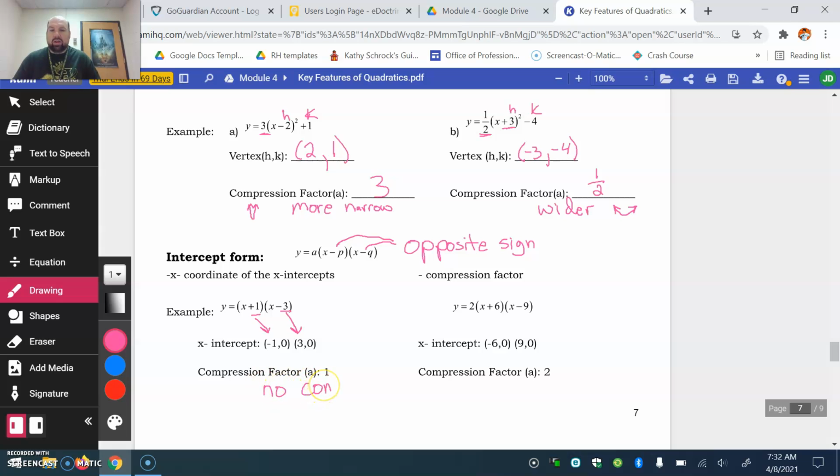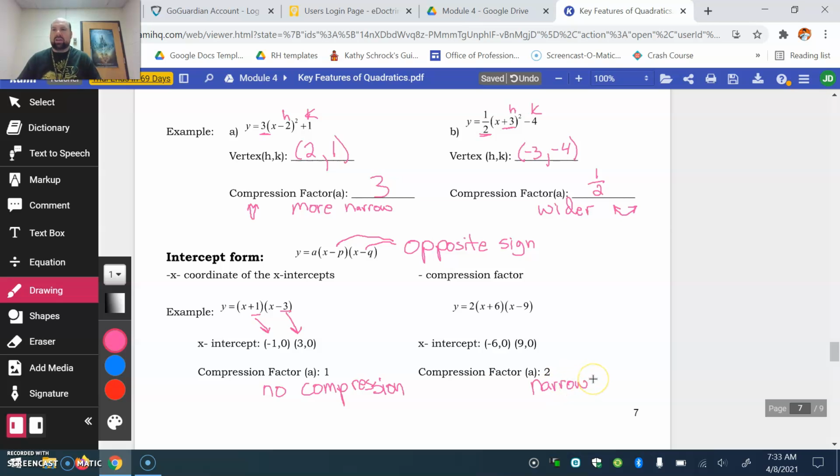It's not getting wider or narrower. No compression. However, in this one over here, the second example, we have a compression factor of 2, which means since the number is bigger than 1, it's going to make it narrower, more narrow.